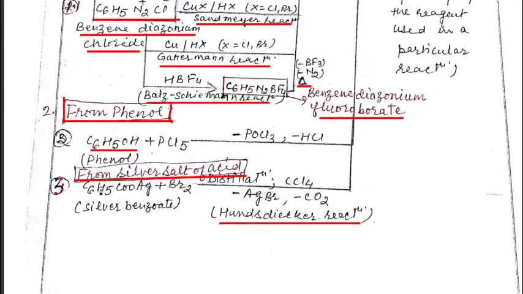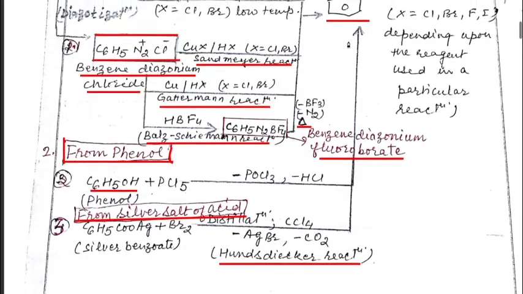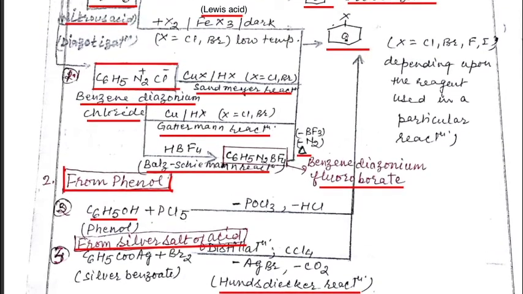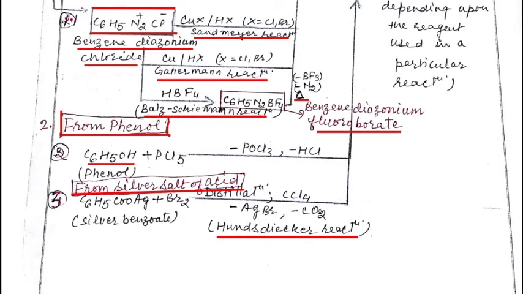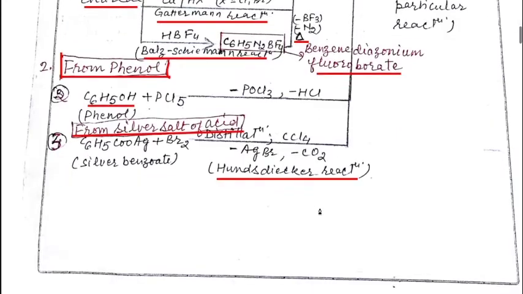Take silver benzoate, which is the silver salt of benzoic acid. When silver benzoate is treated with bromine and distilled in the presence of carbon tetrachloride, we get bromobenzene, C6H5Br, by the removal of silver bromide and carbon dioxide. So in this way aryl halides can be prepared.